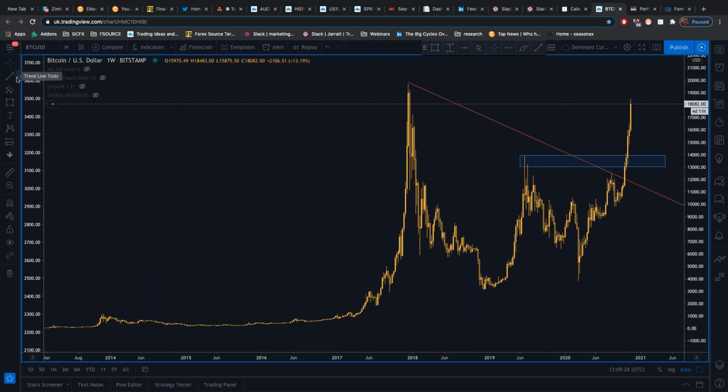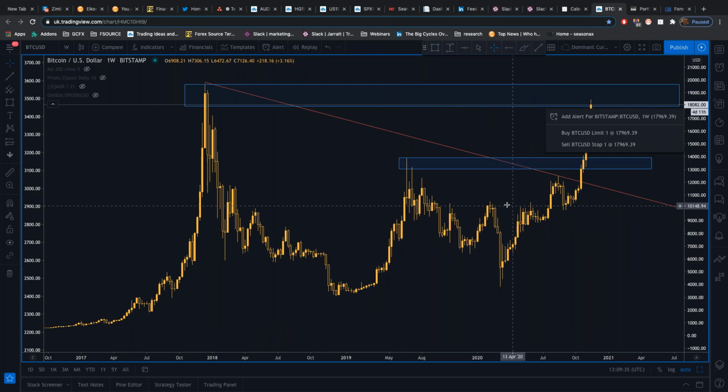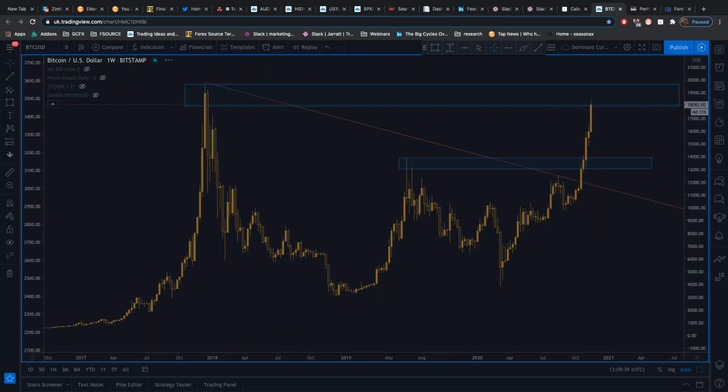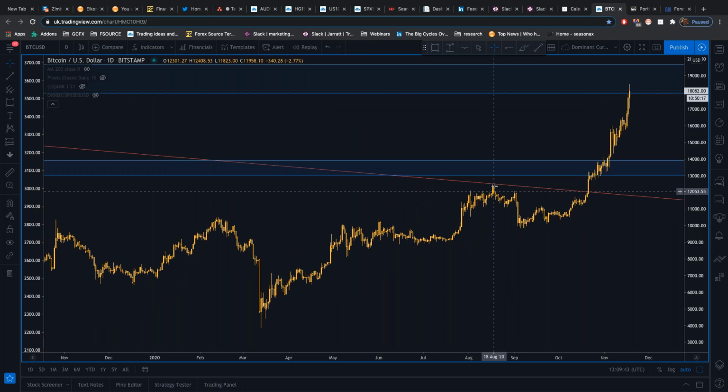I bought Bitcoin on this very simple trend line break. I think I shared it with you guys. I bought Bitcoin on the break of this trend line here at around 10,800, and I took profit at 14,80 odd, just under 15,000, simply because, what a run. And look at that, it's gone almost double that.